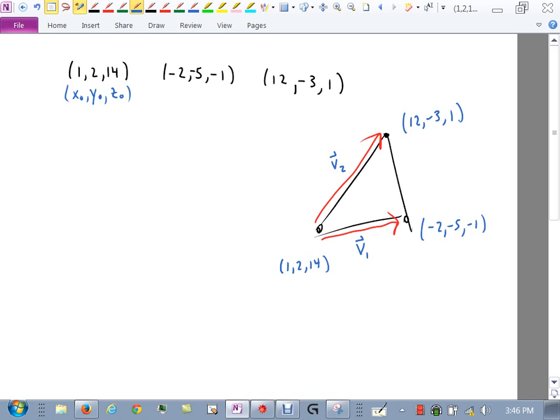So what's v1? -3, -7, -15. Uh-oh. What's v2? 11, -5, -13, right? The normal vector of our plane has to be orthogonal to both of those, so we cross them.